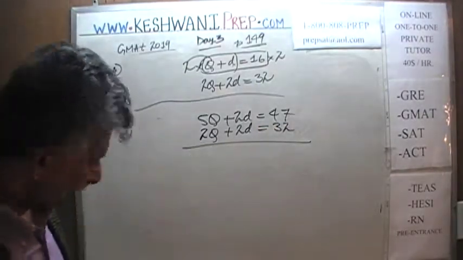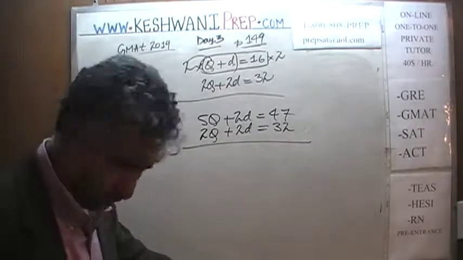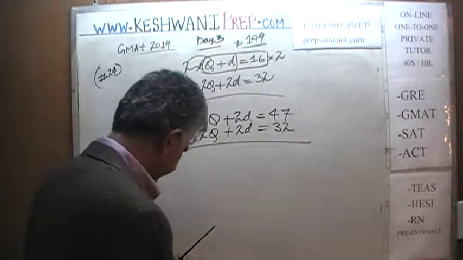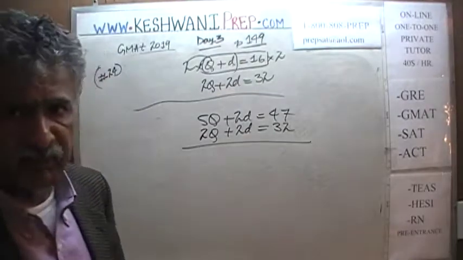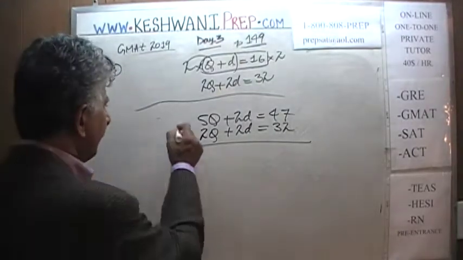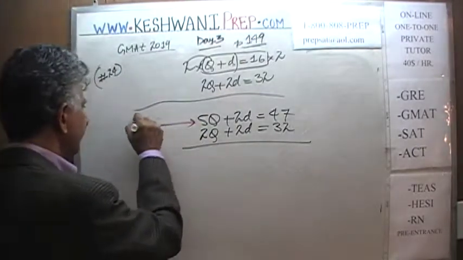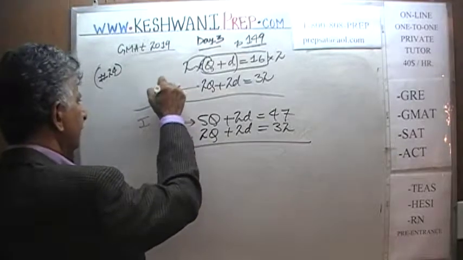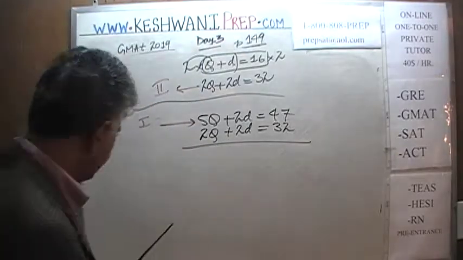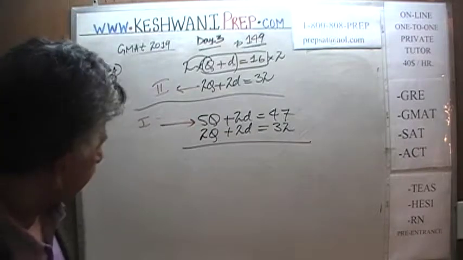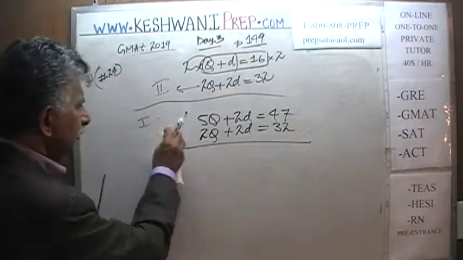Let's subtract the second equation from the first equation. By first equation and second equation, I'm referring to this equation as the first statement, and this as the second statement, second equation rather. What do we find?